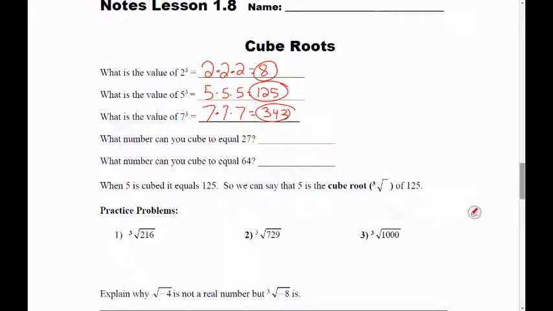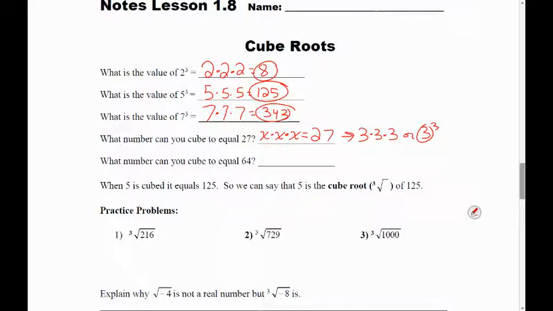All right, and then this is where we start to think about these cube roots. So what number can you cube to get equal to 27? So again, that's really kind of like the number times itself and then times itself again. It has to give me 27. And that would be 3 times 3 times 3, or 3 to the third power would give us 27.